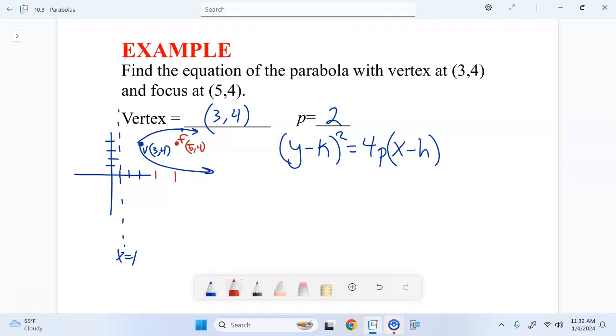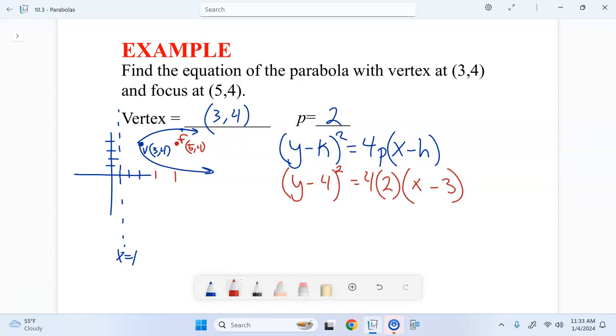All right? Now think about this carefully. What's my k value? Two numbers. What's my k value? 1. Not 1. It's 4. K is 4. So y value of the vertex. What's my p value? What's my h value? The x value of the vertex.